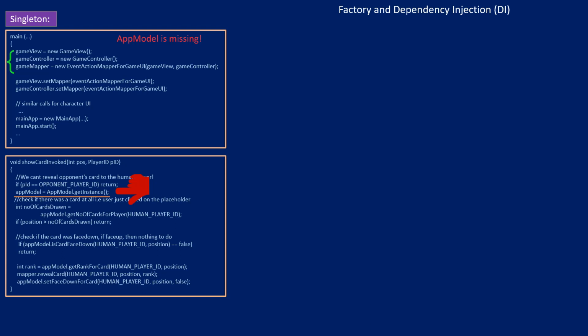Can you take a pause here and try converting the code in main app to use factory and dependency injection? Recall what we learned about factory and dependency injection and see whatever is possible from your side. Resume the video once you're done with your changes.